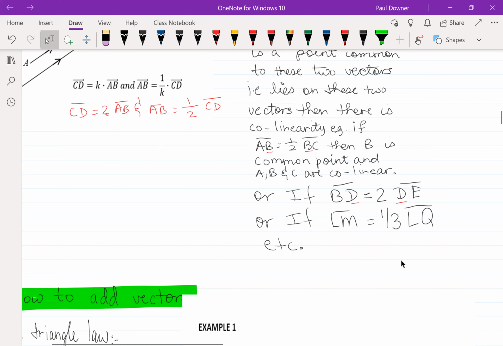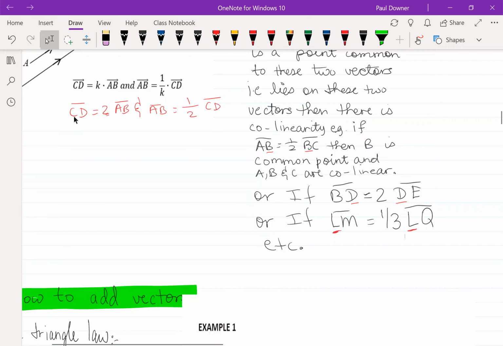How do I know that? Well, there's a common letter on both sides, L here and L here. And once you could show a relationship like this, and there's a common letter on the left side of the equation and the right, then there's collinearity. That is to say, 3 points lie on the same line. In this case, the points would be L, M, and Q. In this case, it would be B, D, and E.